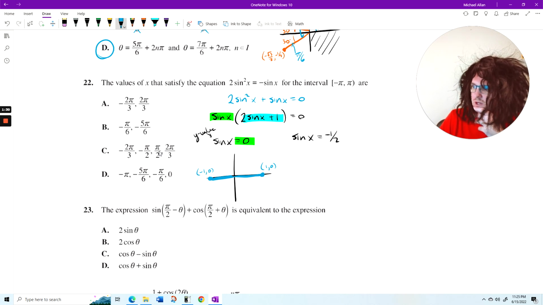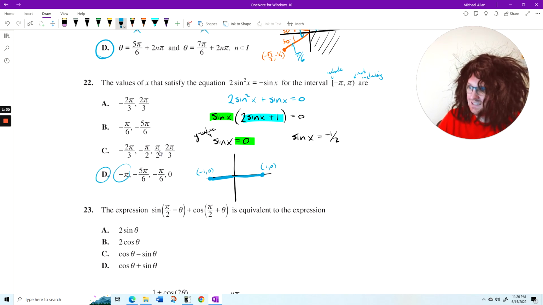I don't want to include 180, so not including. It's also not one of my answers, so that's good. Not including. But this means include, right? So I could have negative 180 as well. So one of my answers would be negative 180. Actually, this is going to be right here. It's probably going to be D, 0 as well. Actually, that just gives it away. That's going to be it.